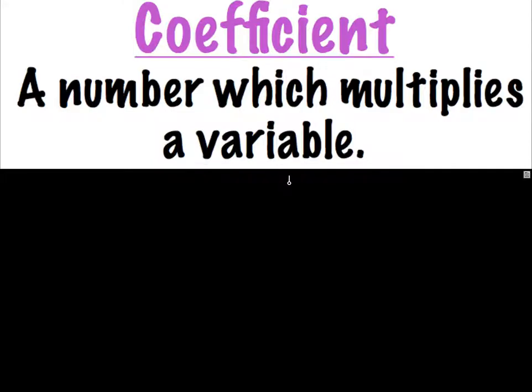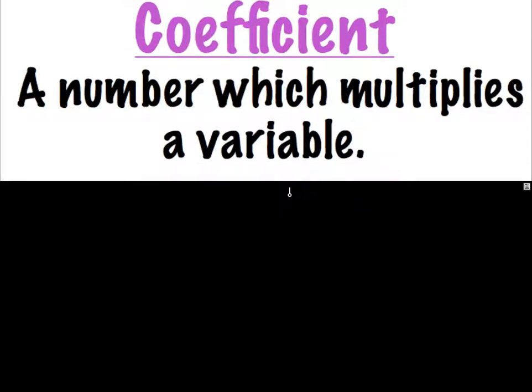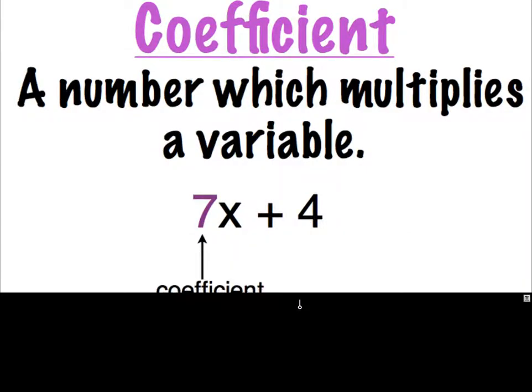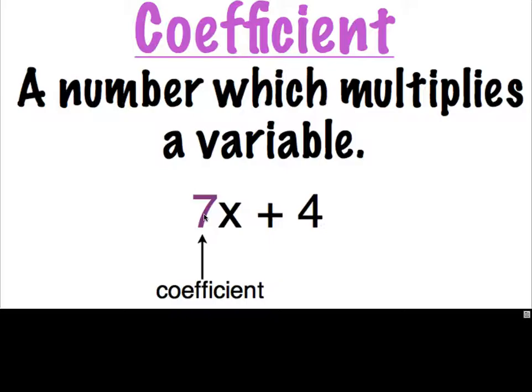The easiest way to reference what a coefficient is, is to look at a number that's connected to a variable, and it's the number that's right in front. When a number and a variable are connected, it means multiplication. And the coefficient is that number that's multiplying the variable. So in this case, 7 would be the coefficient.